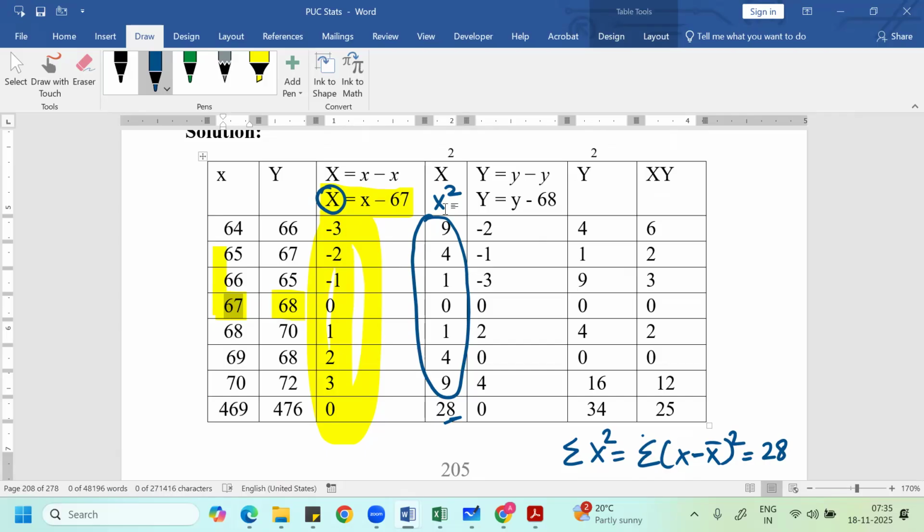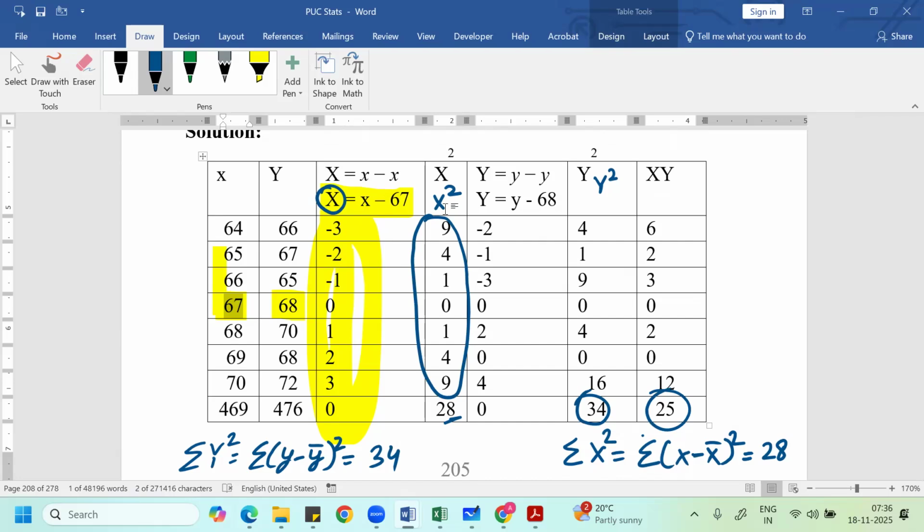Then similarly, these are the y values I got. I took the square of these y values and got the sum as 34. So the sum of y square, or the sum of (y minus y bar) whole square, I got as 34. And then I multiplied them, and that sum I'm getting as 25.